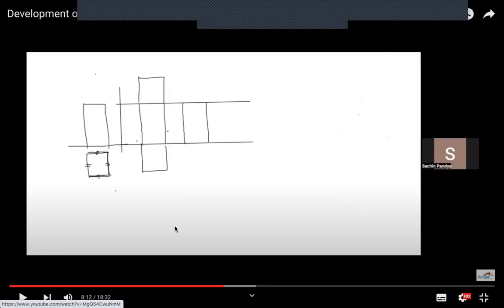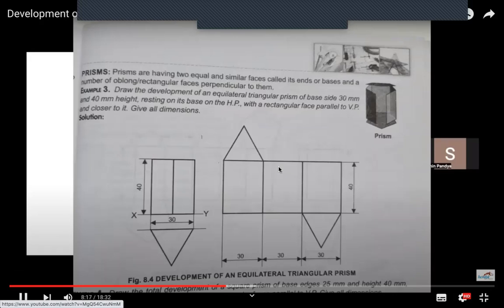So what we were doing was the development of the rectangular prism. Now we'll do the next part. Since we have done only three, we'll also do the three sums. There are more, I will give you that video too, but for the exam, focus only on these three.